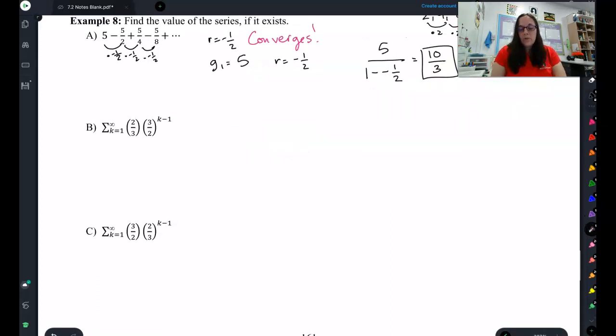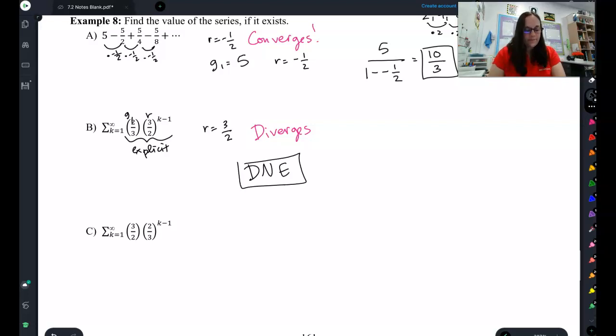Let's try this one. So this one is written in summation notation. However, I do notice that this is the explicit geometric formula, which means this is my first term and this is my R. So I have R is 3/2. That is greater than 1. So I say this diverges because it's greater than 1. And I can right away say DNE, done.